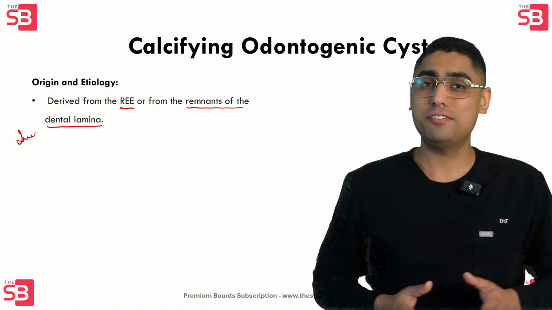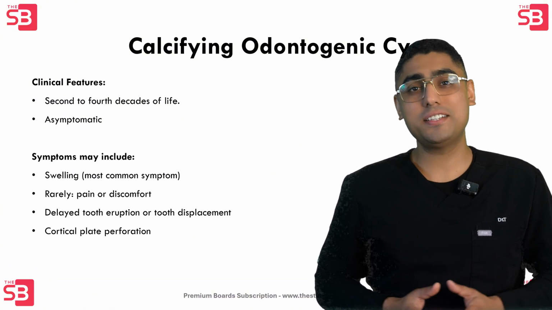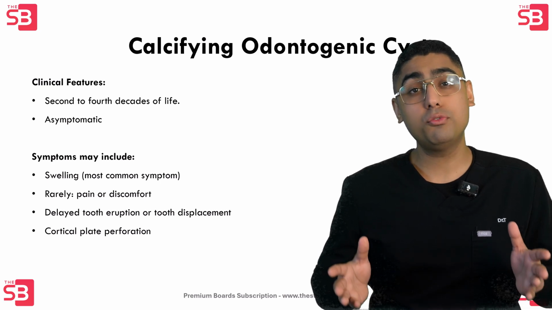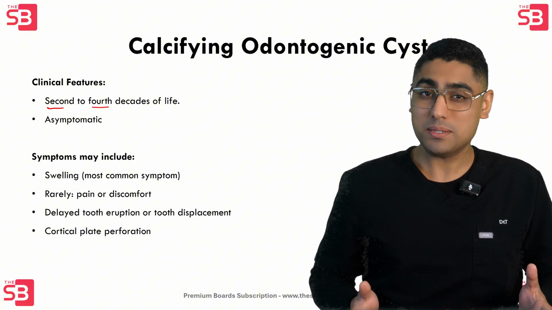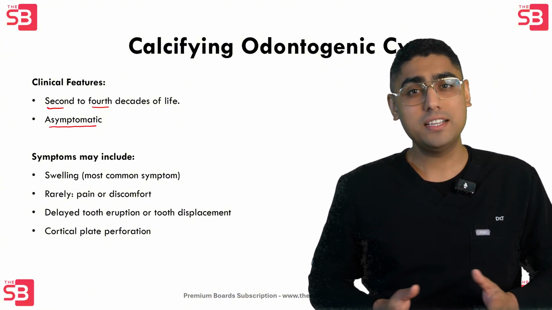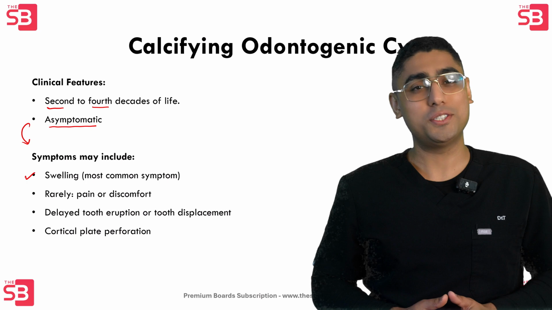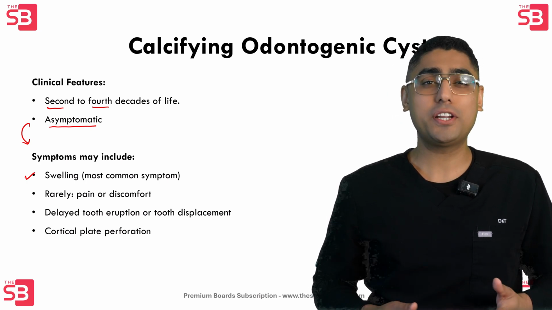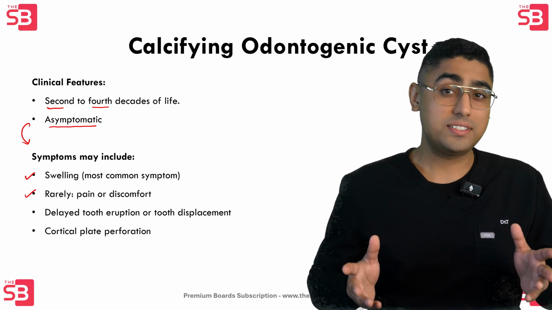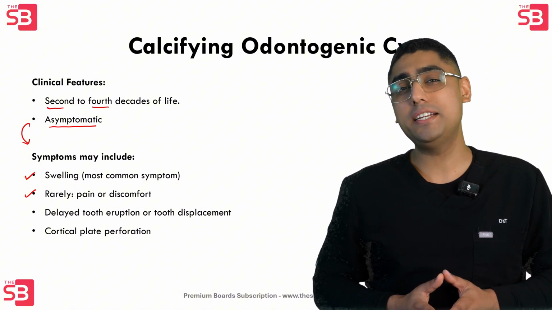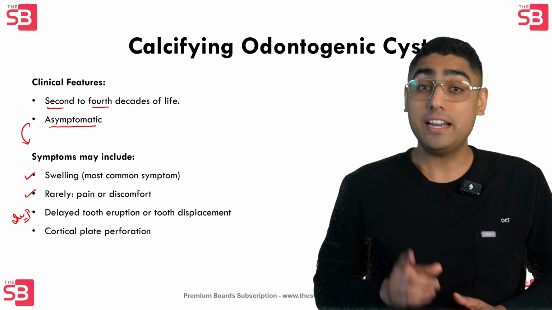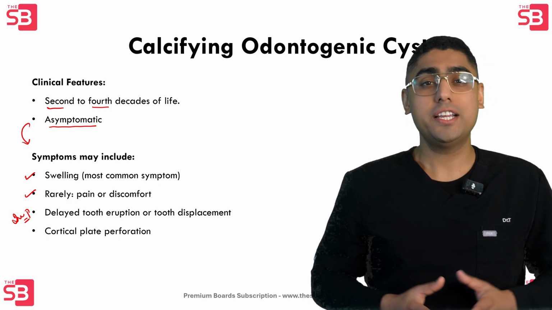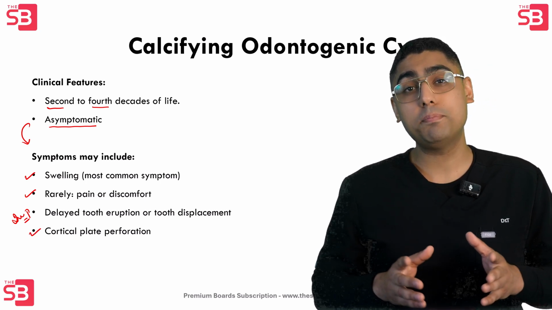Let's talk about the clinical features. This cyst is commonly found in the second to fourth decades of life. Usually it doesn't cause any symptoms, but when symptoms do appear, swelling is the most common feature to see. Pain or discomfort can also occur, but it is very rare. Now, in some cases, the cyst can also lead to delayed tooth eruption or even tooth displacement. And if the lesion gets large, it could result in cortical plate perforation.